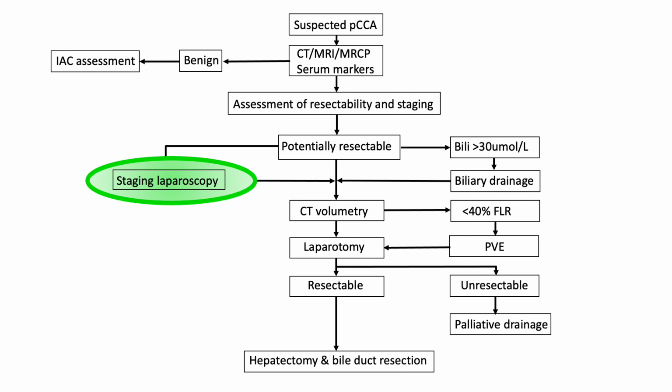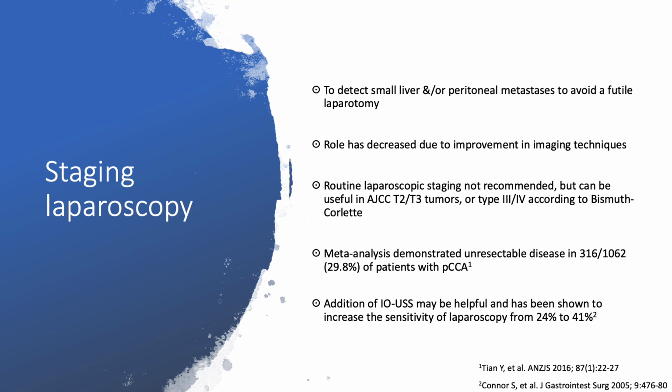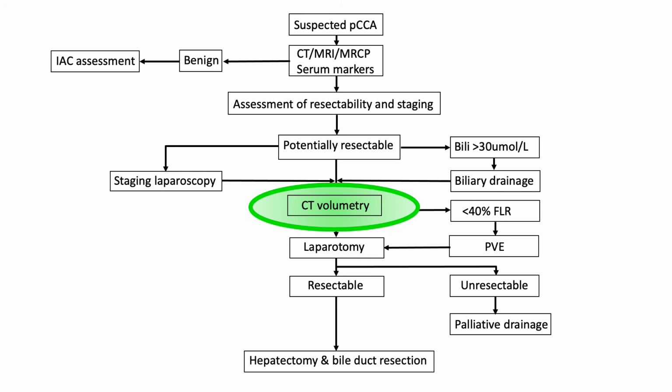So where does staging laparoscopy fit in? Laparoscopy is able to detect small liver and peritoneal metastases so as to avoid a futile laparotomy. Its role is decreased due to improvement in imaging techniques, and really it's only something that should be considered in patients who have T2 or 3 tumours with potential involvement of vascular or parenchyma, or those that are said to be type 3 or 4 by Bismuth. It has been shown by meta-analysis to reduce the chance of a futile laparotomy, and the addition of ultrasound may improve its sensitivity.